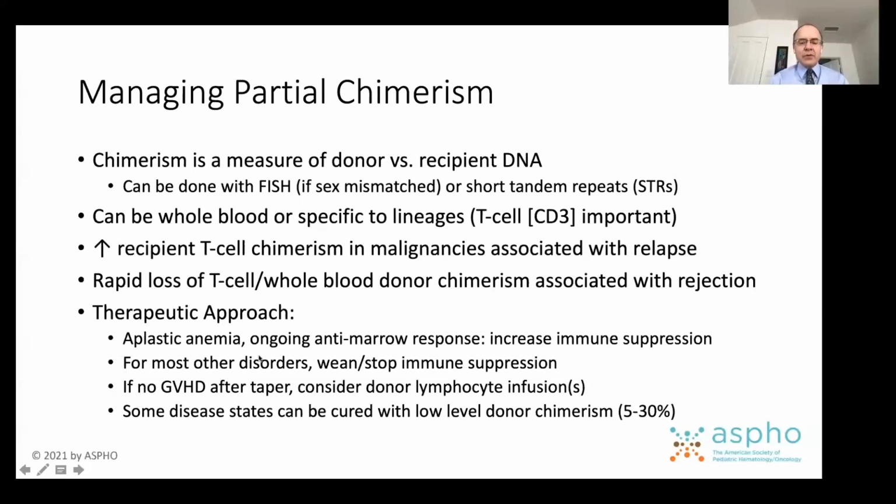With aplastic anemia, though, it's a little bit different. And the reason why is in aplastic anemia, it may very well be that there's still an anti-marrow immune response from recipient cells. So with aplastic anemia, one of the first things we do is actually increase immune suppression before doing anything else. And so that's a little bit different. But for most other disorders, again, you wean and stop immune suppression. If there's no GVHD after the taper, you consider a donor lymphocyte infusion.